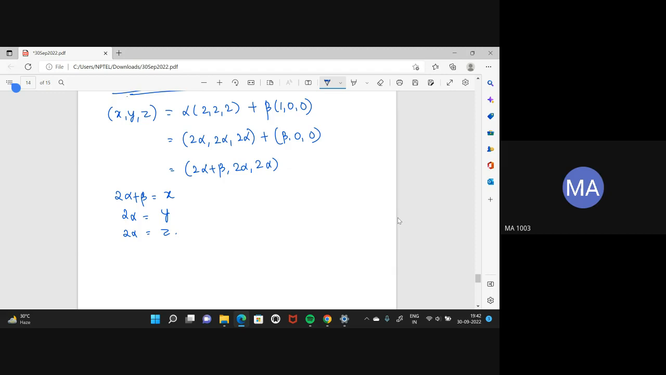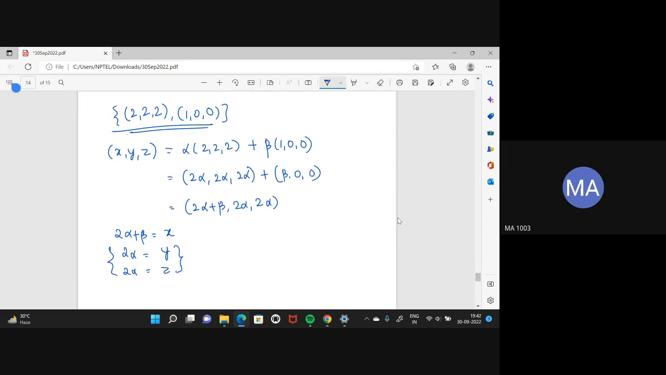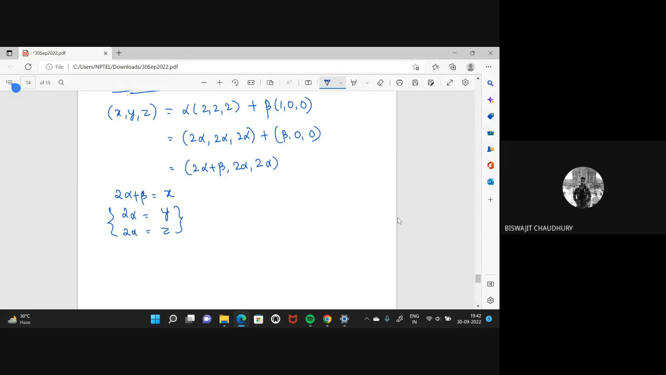Alpha is y by 2 or z by 2? We don't know. But then we know y and z are equal. So it will generate a plane where y and z are equal, not R3. So if you have (0, 1, 1), it will be in the span. But (0, 2, 3) will not be in the span because y and z are not equal. If it has to be in this span, then y and z should be equal.